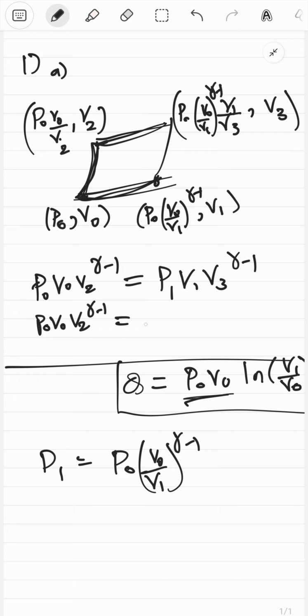Right. I'm just gonna write it over there. So this is P naught V naught upon V1 power gamma minus 1. Okay. V1 V3 power gamma minus 1. Amazing. So what does this give us though? Well, P naught cancels, so it just gives us this relation, which is okay. What do I do with this? It's relating V2 and V3 essentially, I guess.